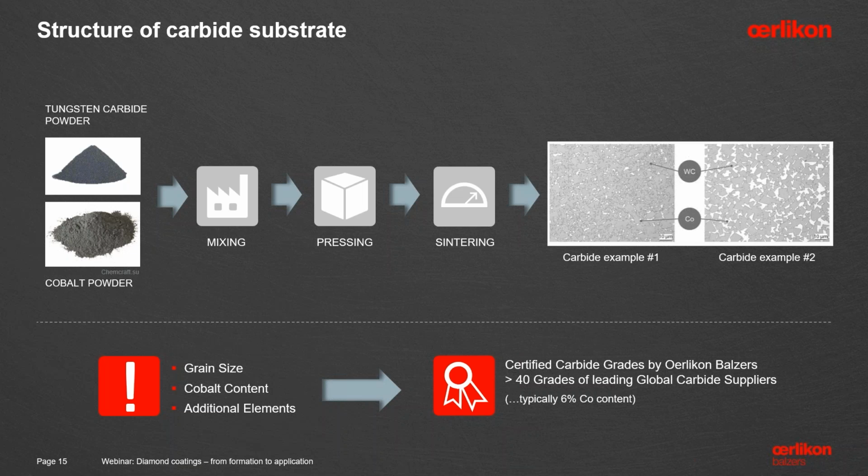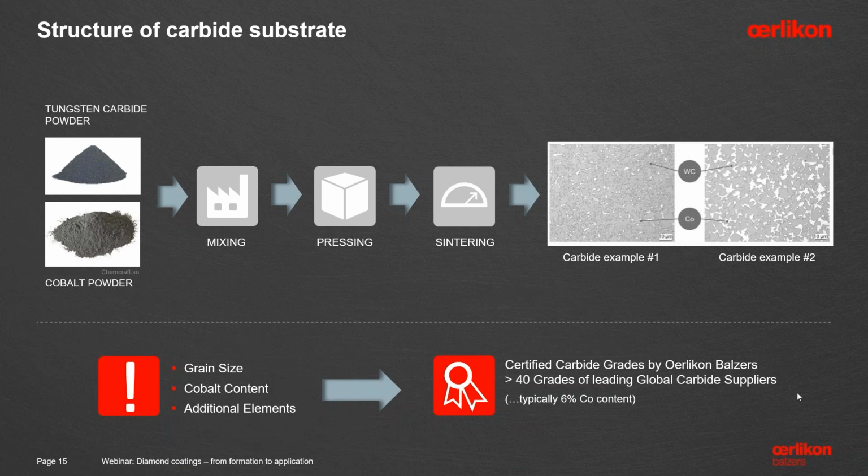So the process I've shown before this slide is adapted to each, or needs to be adapted to each different carbide. So currently we consider on the Oerlikon Balzers side about 40 grades that we have qualified and analyzed, and for each of these grades we have adjusted the process to tailor the preparation of the carbide specifically and match the coating connection to it.